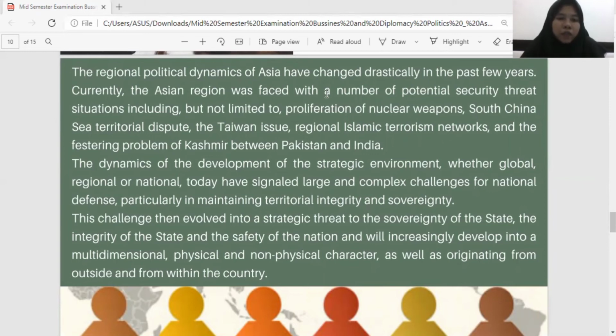The dynamics of the development of the strategic environment, whether global, regional, or national, today have signaled a large and complex challenge for national defense, particularly in maintaining territorial integrity and sovereignty. This challenge then evolved into a strategic threat to the sovereignty of the state, the integrity of the state, and the safety of the nation. It will increasingly develop into a multidimensional physical and non-physical character, as well as originating from outside and from within the country.